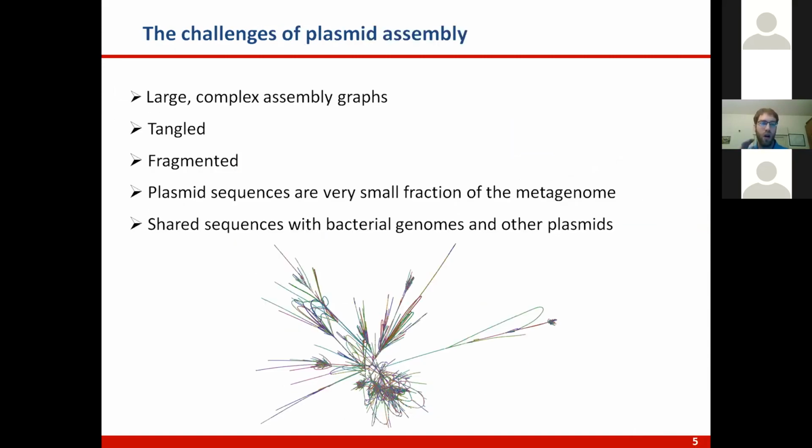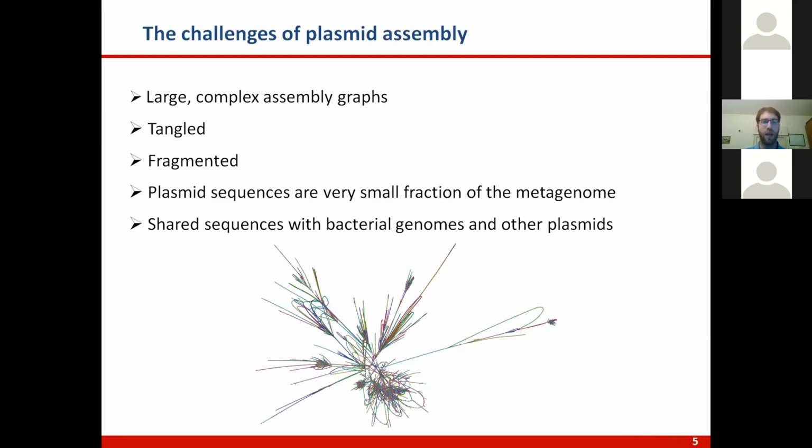Now, metagenomic assembly is really quite a difficult task for a number of reasons. First of all, at least for complex microbiomes, we have very large and complex assembly graphs which are very tangled and fragmented. So for example, here I've shown an image of one component from an assembly graph.